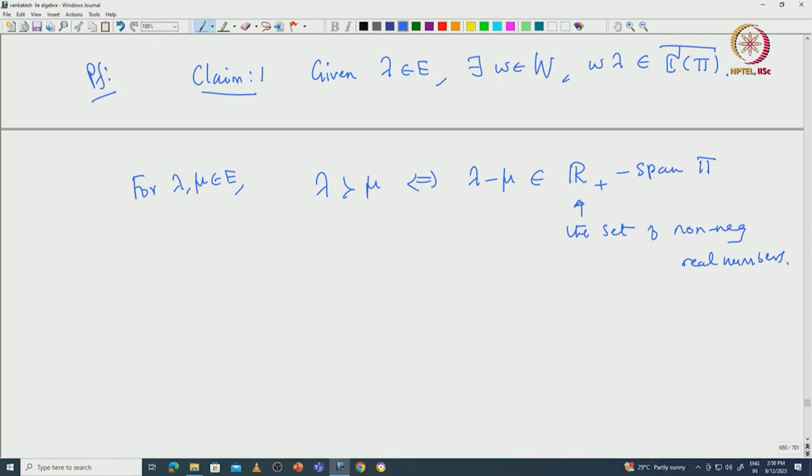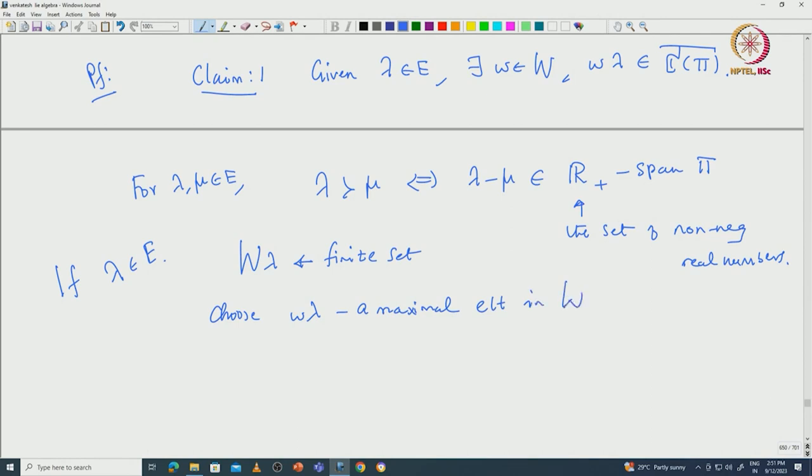So, let us say lambda is a given vector. If lambda is 0, then there is nothing to prove, so we just assume lambda is in E. What we can do is look at this W orbit of lambda. This is a finite set, so we can restrict the partial order to this finite set. Since the W orbit of lambda is a finite set, it must have a maximal element with respect to this order. So choose W lambda a maximal element inside this W orbit with respect to the partial order that we have defined.